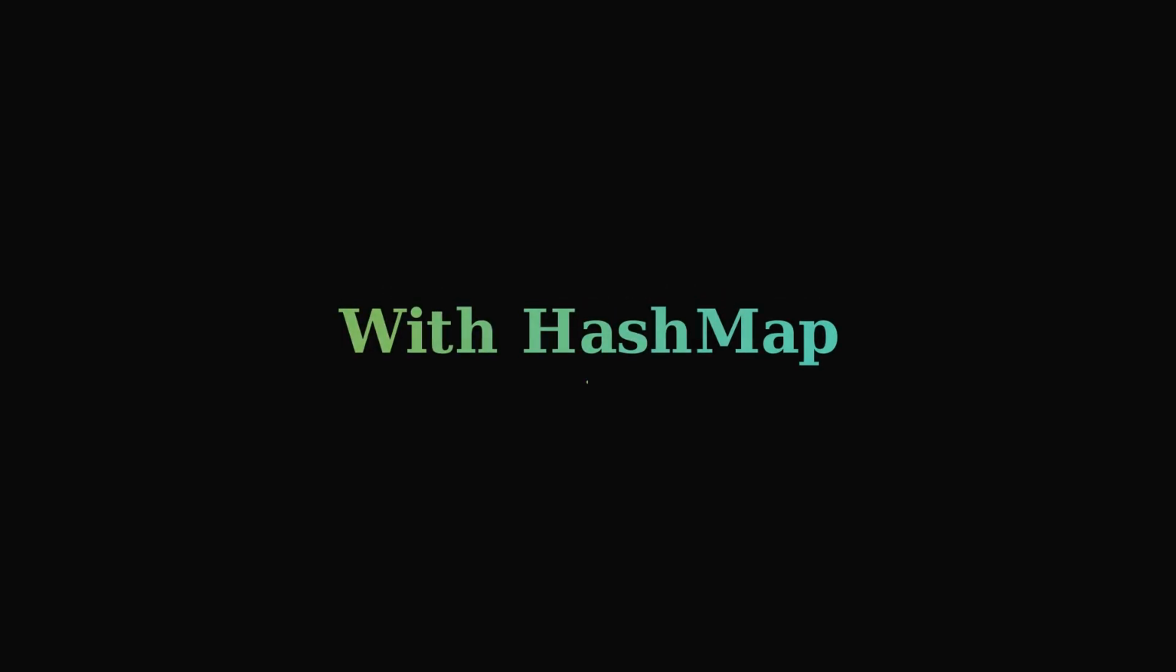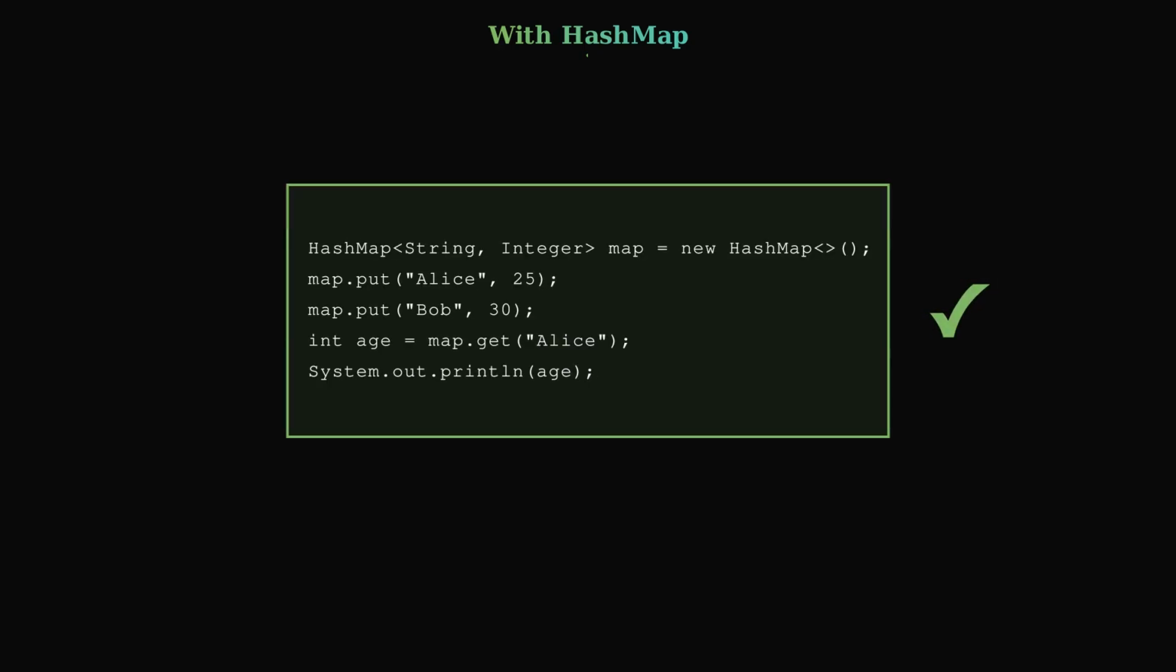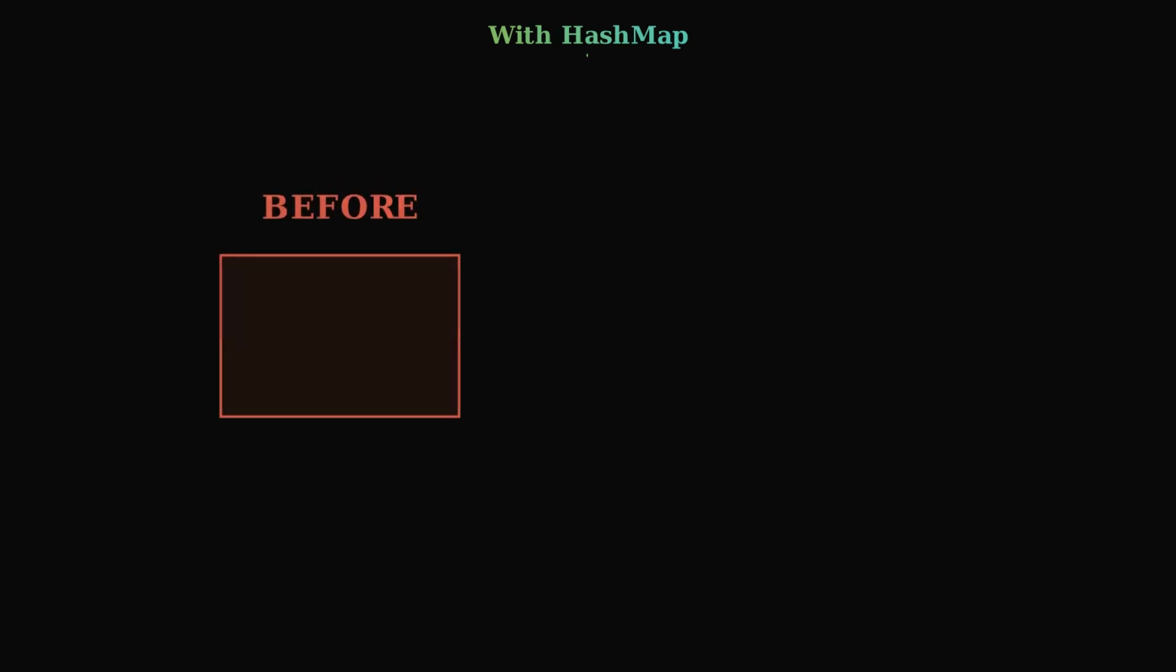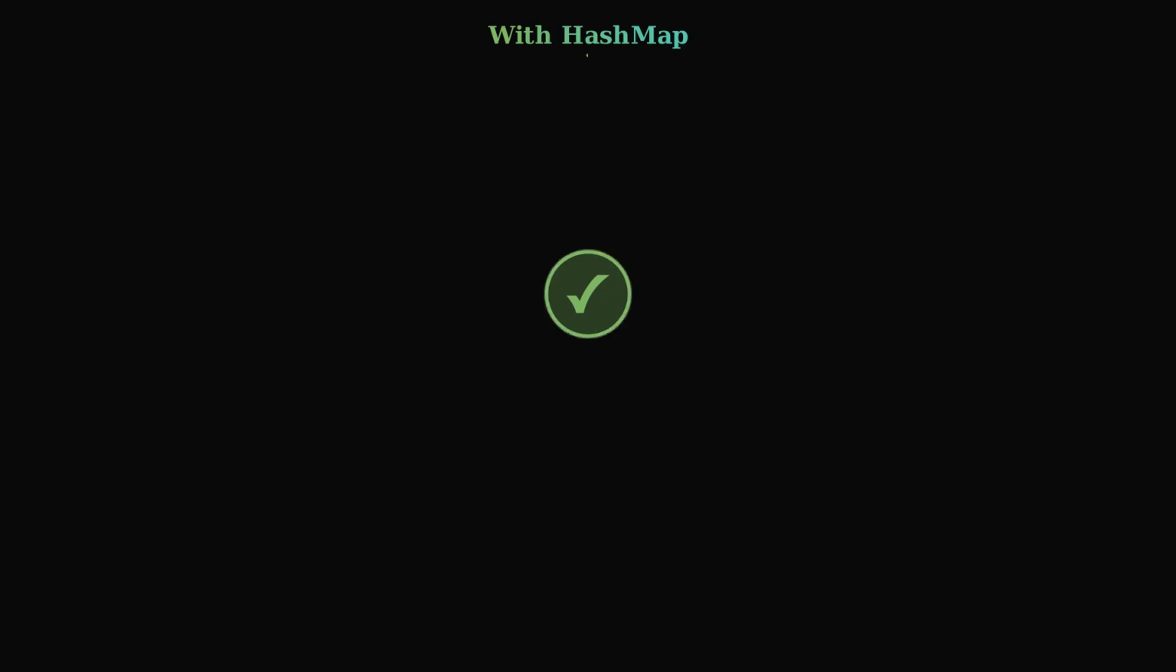Here comes the solution. HashMap. Look how clean the code is now. O(1) lookup time. No duplicate keys. Fast key-value access. Compare the difference. And that is why we use HashMap.